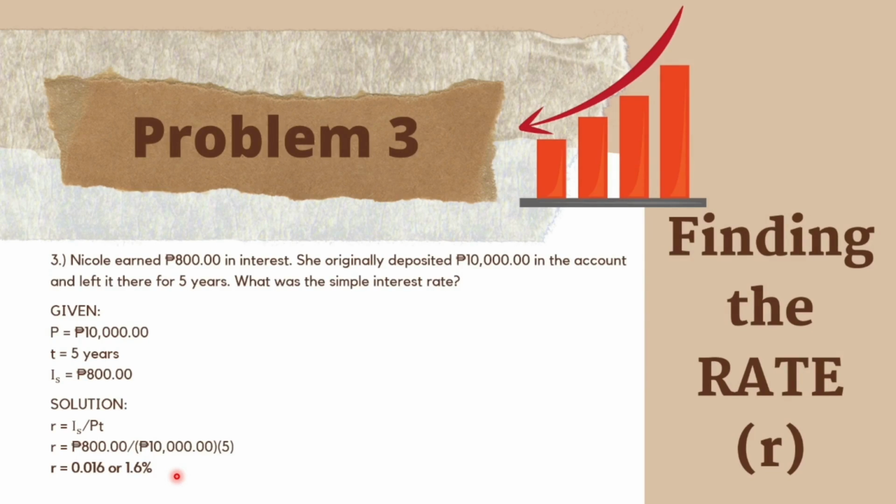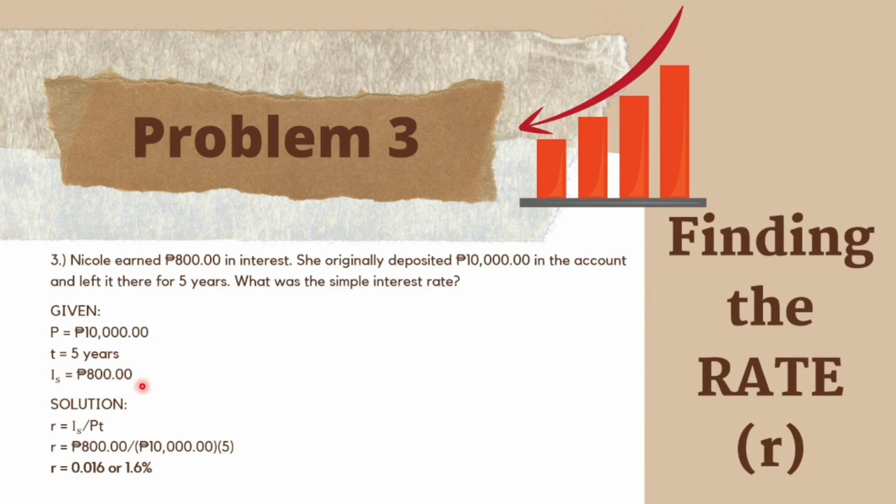Nicole earned 800 pesos in interest. She originally deposited 10,000 pesos in the account and left it there for 5 years. What was the simple interest rate? So we have the following given: principal of 10,000 pesos, the given time of 5 years, or 5, and the given simple interest of 800.